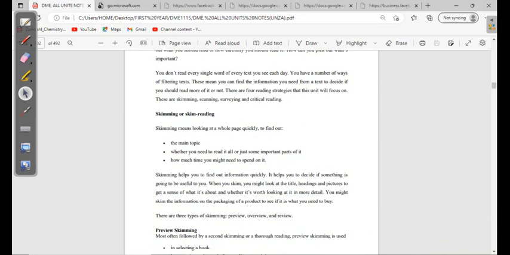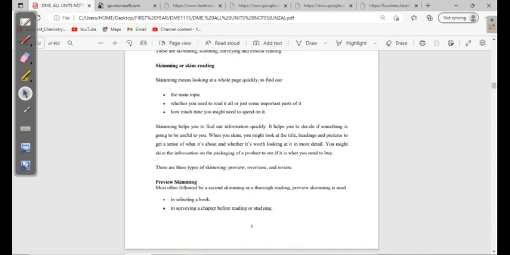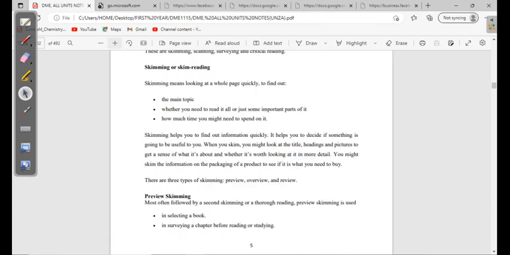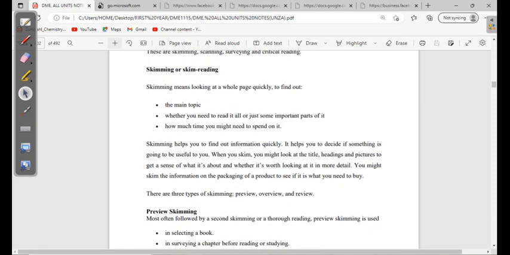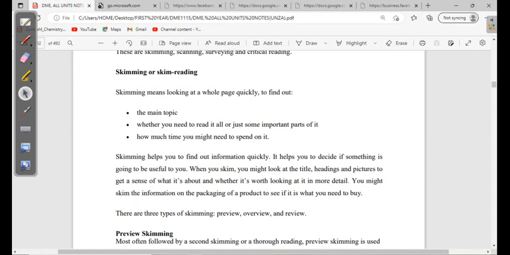One of these strategies is skimming, scanning, surveying, and also critical reading. We are going to get to understand these types of ways that we are going to use to be able to see if a text is worth reading or not.